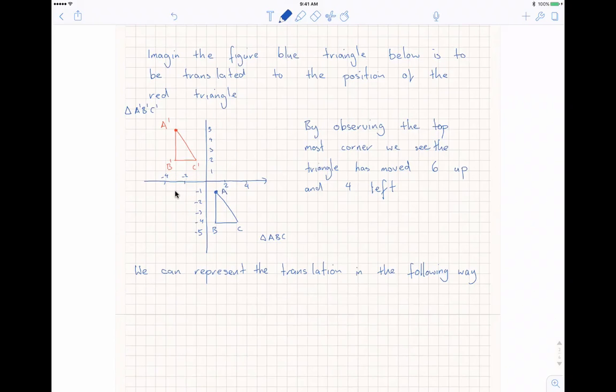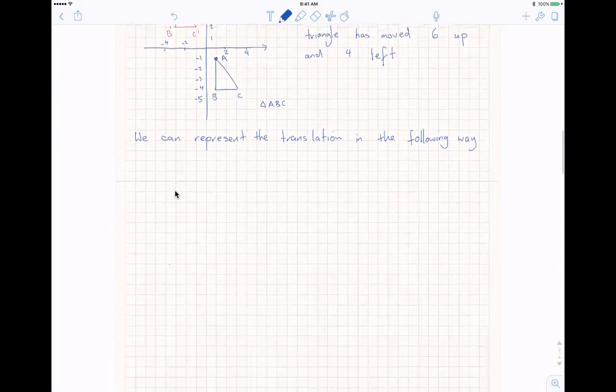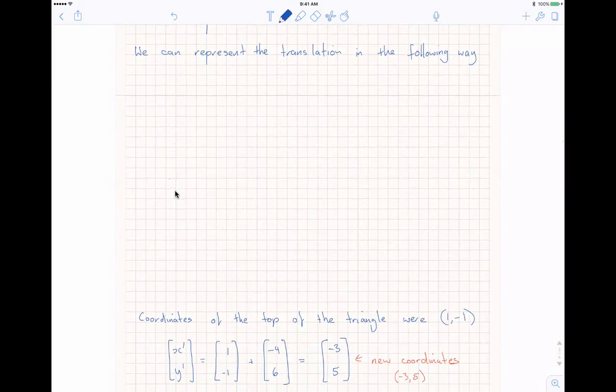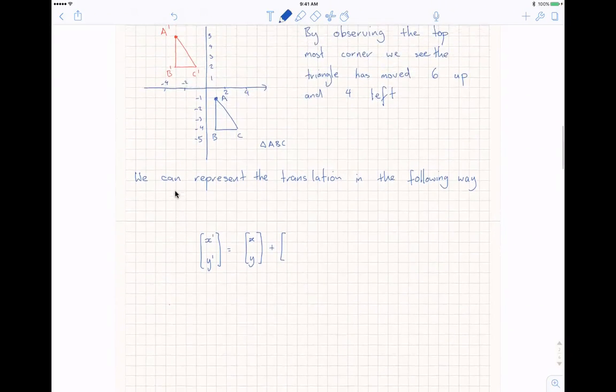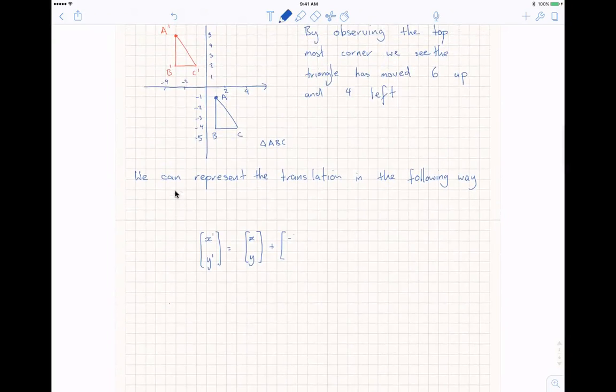So we can represent the translation in the following way. We want to know where the new point x dashed, y dashed is. If we've got some point x, y, let's just concern ourselves with one point because it's the same for any of these points. It's been moved 4 to the left, so we have to put that as -4. And then it's been moved 6 up.